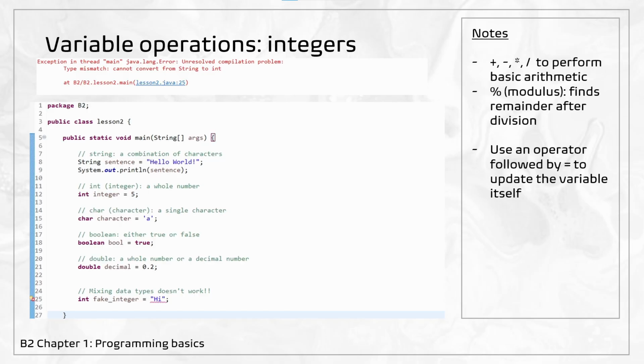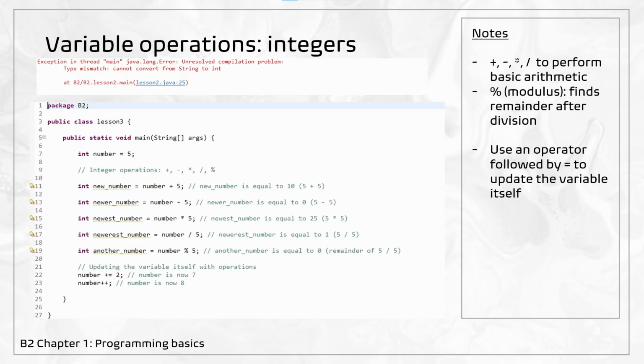Some data types let you perform operations on them. For example, if you have an int stored in a variable, so here we have 5 stored in the variable number, you can then add, subtract, multiply, or divide the value stored inside with another value. So here, we're adding 5, subtracting 5, multiplying 5, and dividing by 5. You can also use the percent symbol to find the remainder after division. So now, this variable will take the value 10, this variable will take the value 0, this will take the value 25, this will take the value 1, and this will take the value 0 because 5 divided by 5, and the remainder is 0.